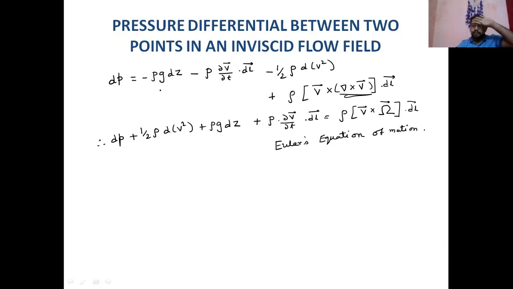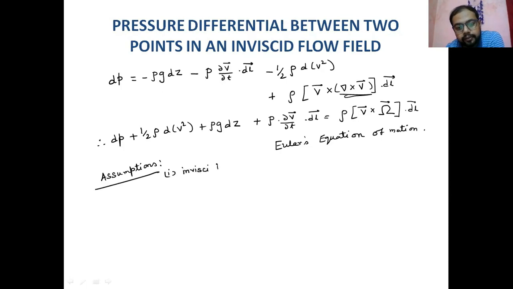In the Euler's equation, what are the assumptions we have taken for the equation? If you recall, the first assumption is inviscid fluid. Second assumption, gravity is the only body force. These two assumptions we have taken till now.